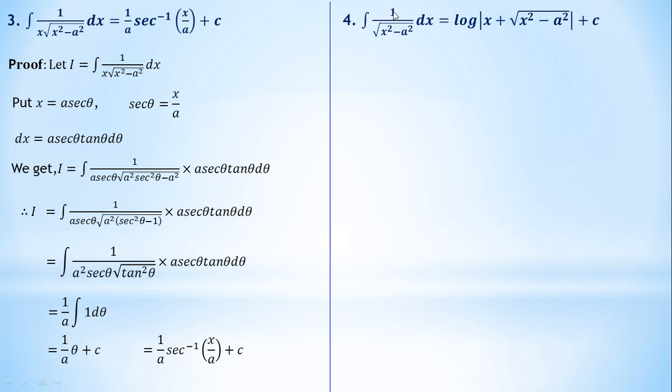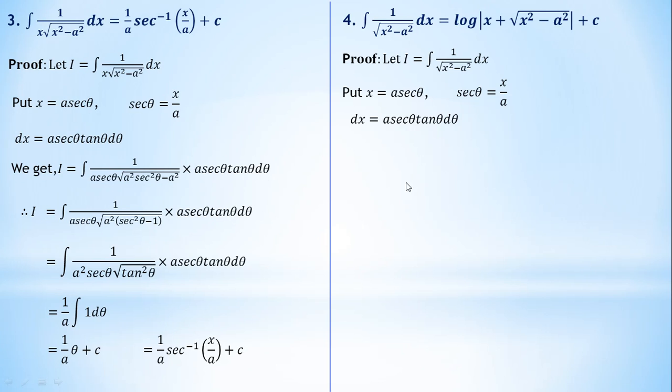Now if you have the term 1 upon root of x square minus a square, the integration of 1 upon root of x square minus a square is equal to log of modulus of x plus root of x square minus a square plus constant. Now here we have to use the standard substitution, as we have the term root of x square minus a square. So we will put x is equal to a sec theta, that gives sec theta is equal to x upon a, and hence we get dx is equal to a sec theta tan theta d theta.